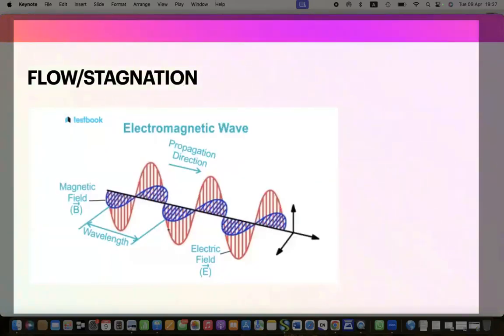And flow and stagnation. Going back to the waveform of an electromagnetic wave, we see on the top here it has a propagation. In other words, it forms and it moves, it flows. It flows in a direction.